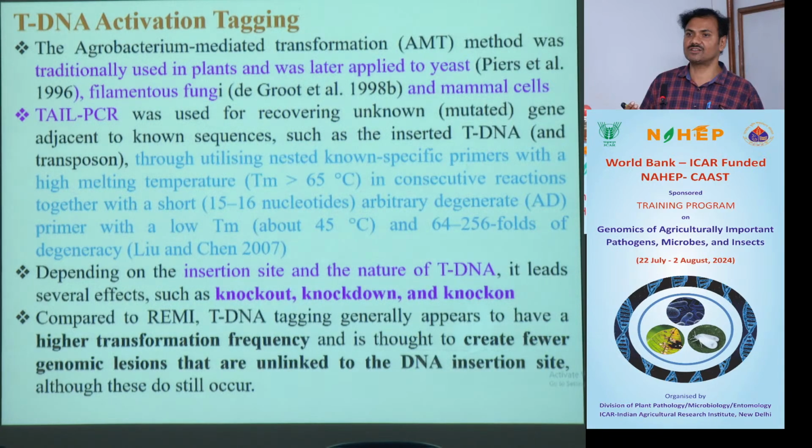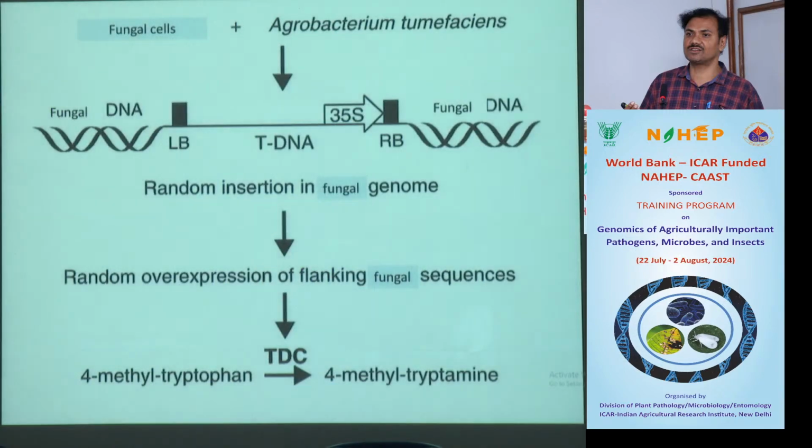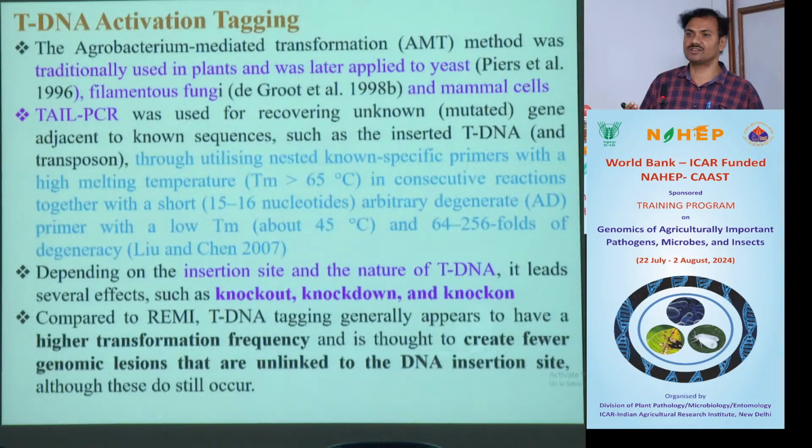Then T-DNA tagging. T-DNA tagging is very common in plants and also in fungi. It is the same thing, you know, what is T-DNA, Agrobacterium, all those things. Now when you are integrating into the host genome, the fungal genome, what will happen? It will randomly integrate. The T-DNA will insert itself in different regions of the chromosome, and then they will mutate it. How to identify the mutant? By TAIL-PCR. And then ultimately it will lead to knockout, knockdown, or knock-in.